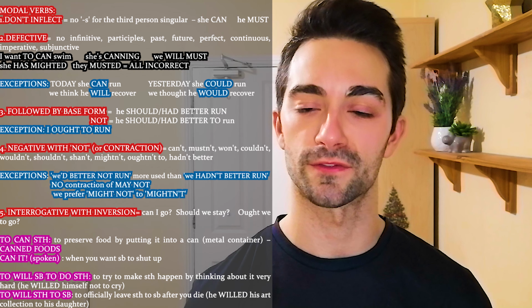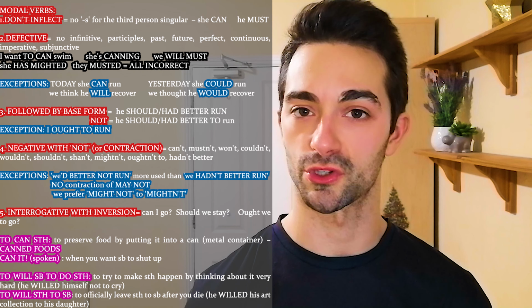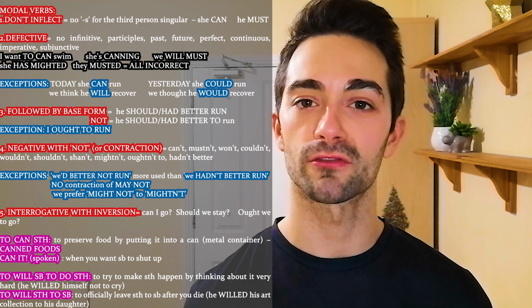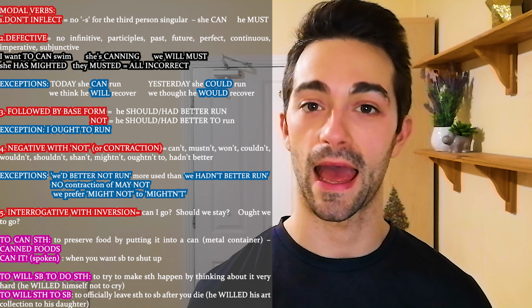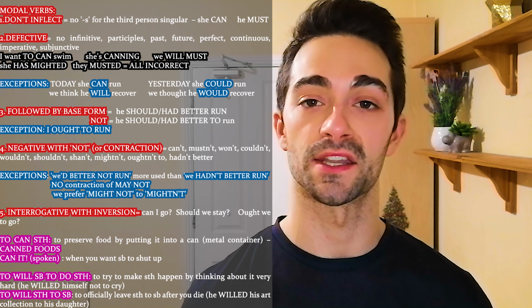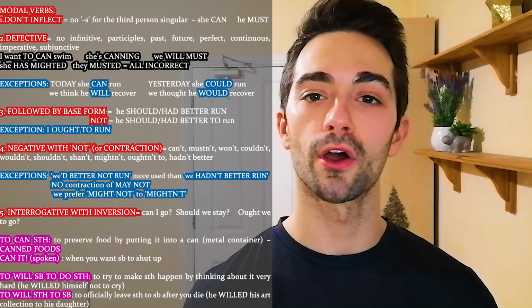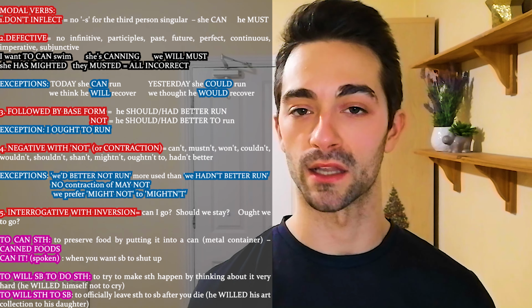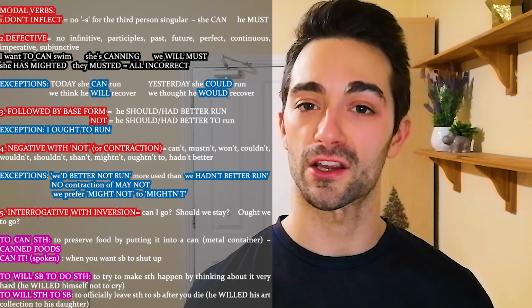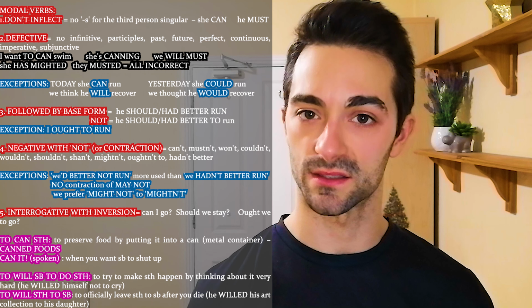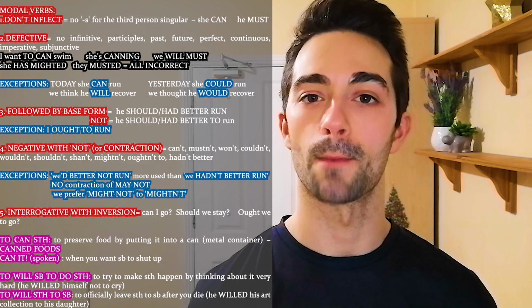They are followed by the base form of the verb they help, without to. Ought to is the only exception, which is why it's sometimes considered a semi-modal. Since they are strong verbs, they create the negative with a simple not and its contractions, and they create the interrogative with simple inversion. There are 3 exceptions. Although we hadn't better run is possible, we prefer saying we'd better not run. The contraction of may not doesn't exist, and although mightn't does exist, we usually prefer saying might not.